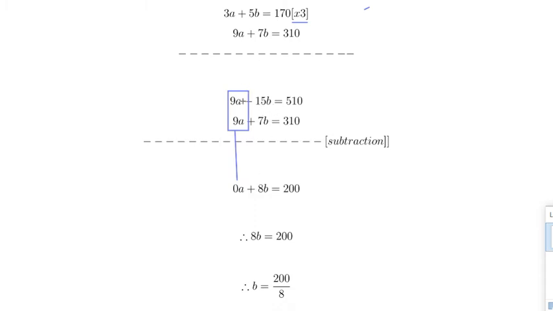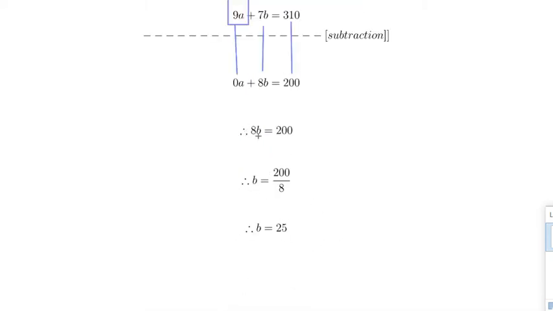And this is plus 15b. 15 take away 7 is 8. And 510 take away 310 is 200. Therefore, I have 8b equals 200. Divide both sides by 8. This is times by 8 on the left-hand side. So if I want to get rid of times by 8, divide both sides by 8. I have b equals 200.